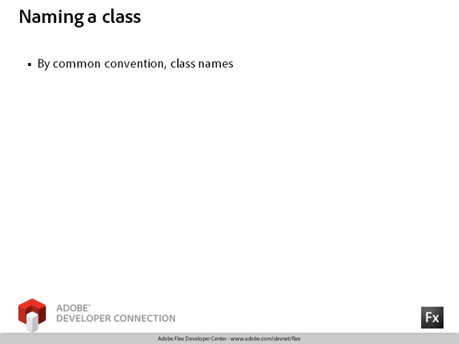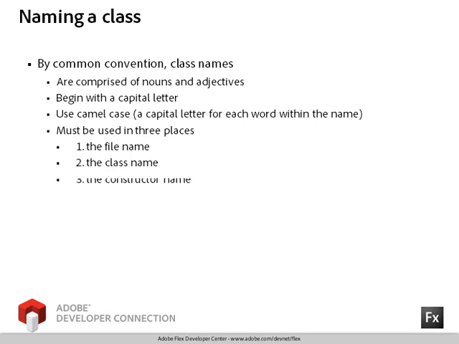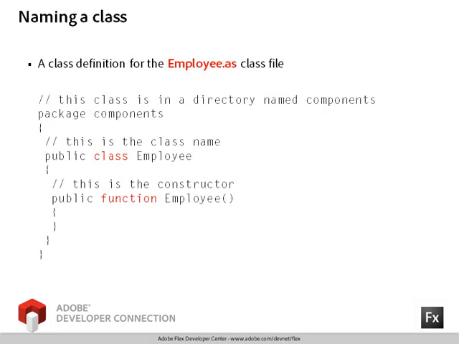By common convention, class names are comprised of nouns and adjectives, no verbs. They also begin with a capital letter and use camel case for the remaining words within the name. When you create an ActionScript class, you must reference the class name in 3 places: the file name of the AS file, the class name in the file, and the name of the constructor, which is a special function in the class. This is the basic syntax for the class code that you place in the text file.